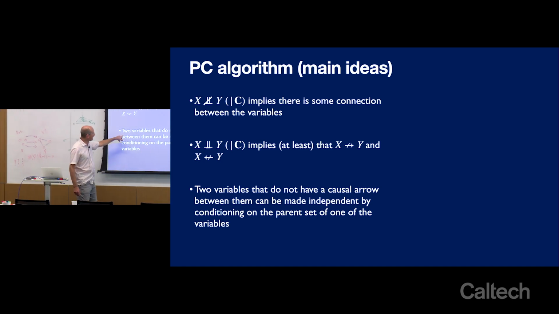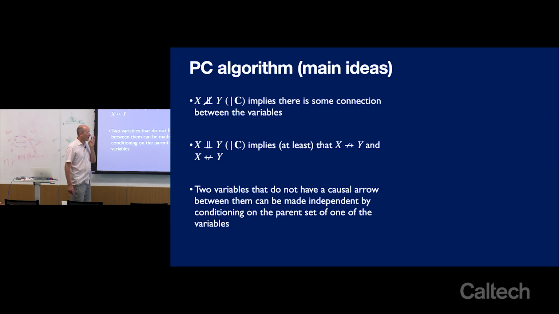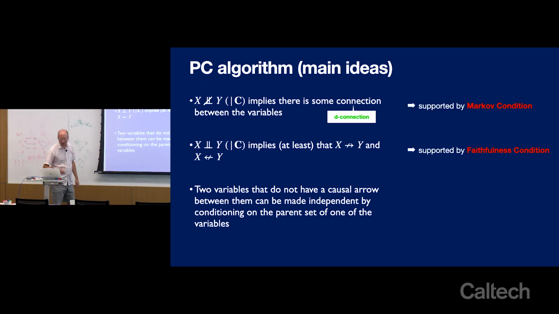And then the last is to say that, look, if two variables do not have a causal arrow between them, how can they be made independent? Well, they can be made independent if I control all the parents of those variables. So let me illustrate what I mean by these three things.